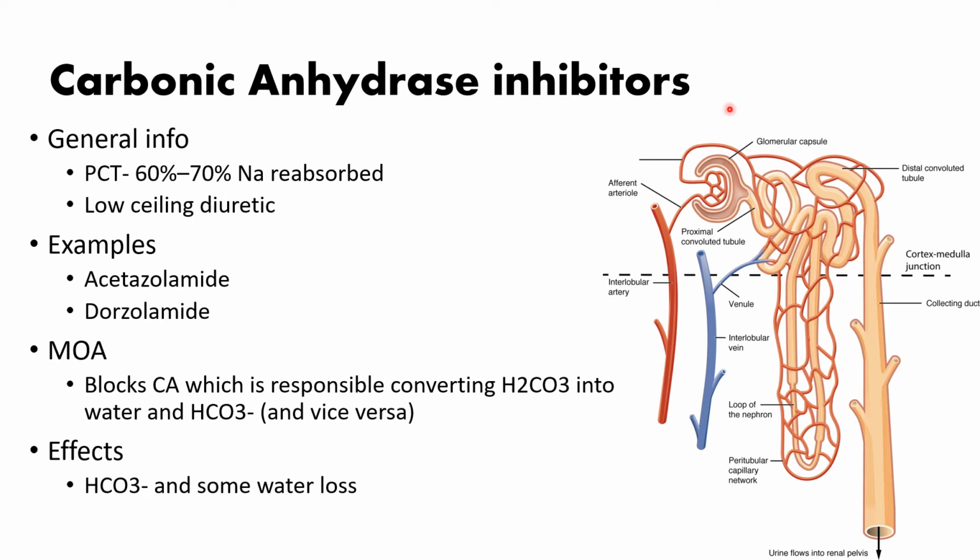Okay, so carbonic anhydrase inhibitors. These types of diuretics act on the proximal convoluted tubule. It's this bit in the nephron, literally just after the Bowman's capsule. In this region, we reabsorb 60 to 70% of our sodium. However, carbonic anhydrase inhibitors are still considered low-ceiling diuretics, and I will explain why that is in a bit.